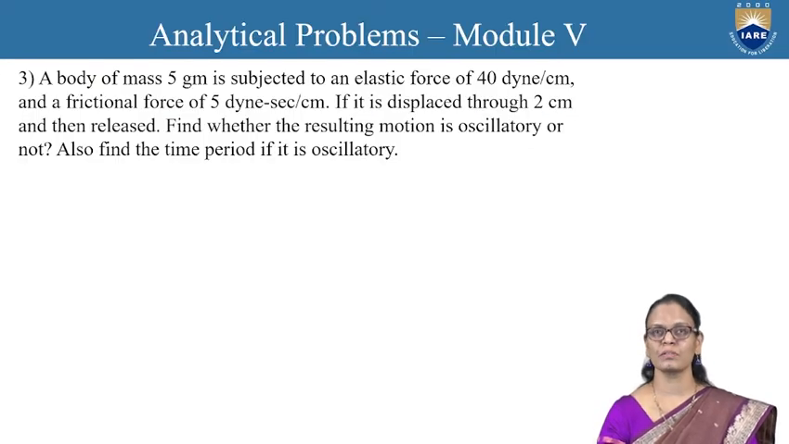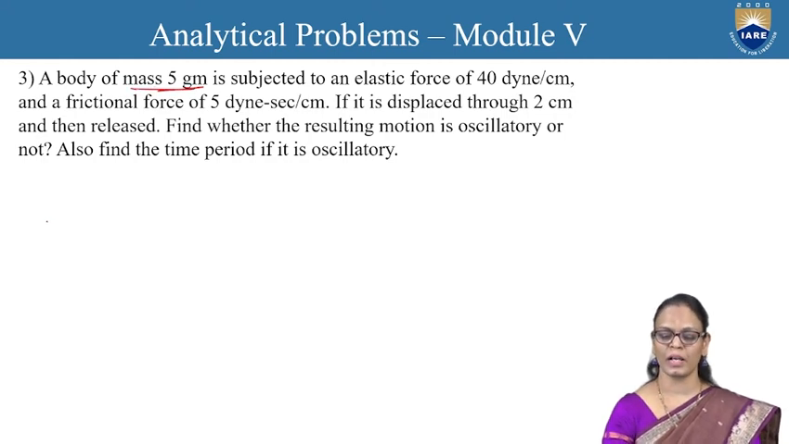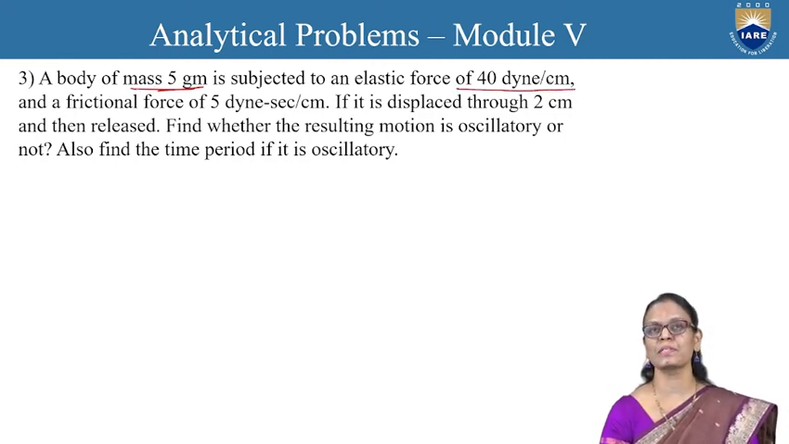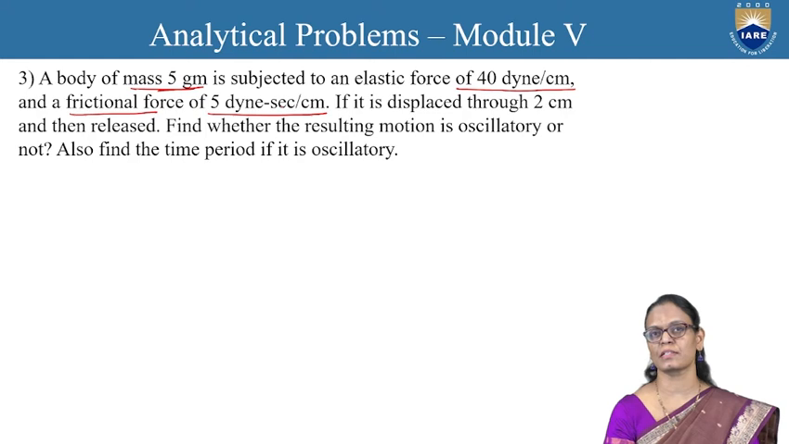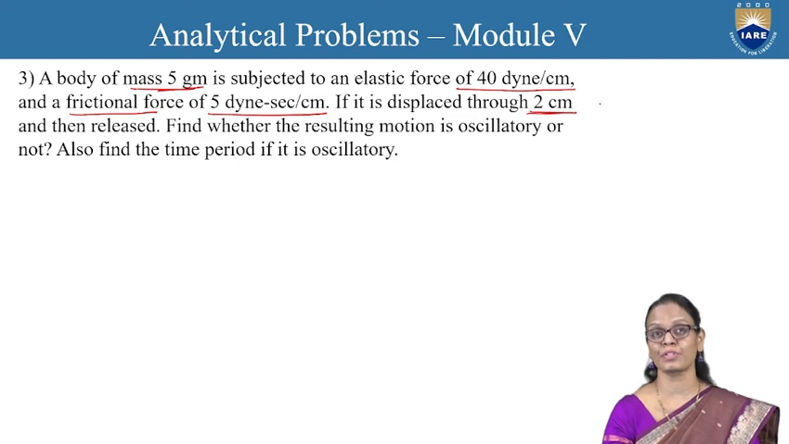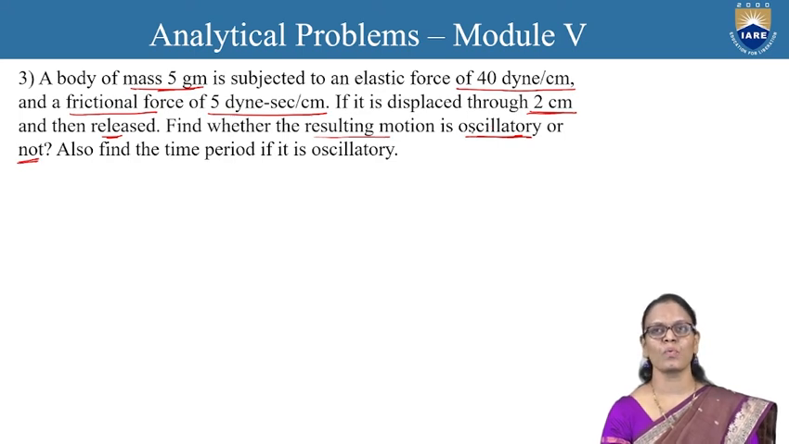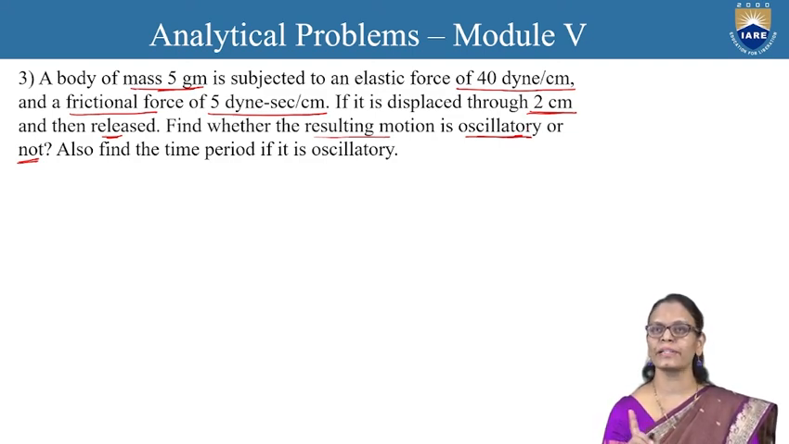Now coming to the third question. A body of mass 5 gram, mass of the body is given. An elastic force of 40 dyne per centimeter and a frictional force of 5 dyne second per centimeter is acting on the body. It is displaced through 2 centimeters, means the amplitude is given, and then released. Find whether the resulting motion is oscillatory or not. So to find this, first you should know the condition. What is the condition for oscillatory motion? Only in one case the system oscillates, that is in under damping. In critical damping and over damping, it does not oscillate.